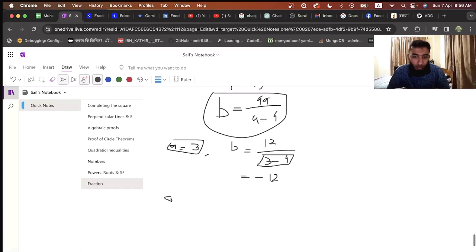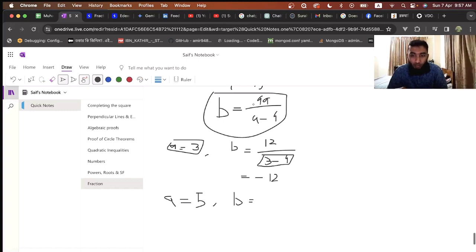Let's say, if I use A as 4, then it gets 4 minus 4, which means 0. If the denominator is 0, then it gets to an infinite value. So let's assume that A is 5. If I assume that A is 5, we get what?